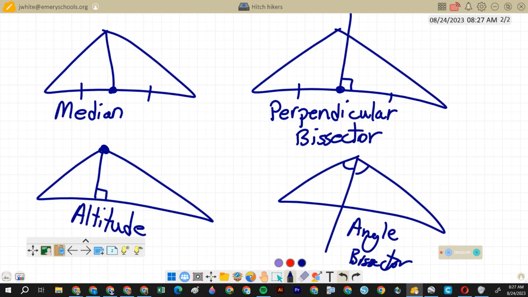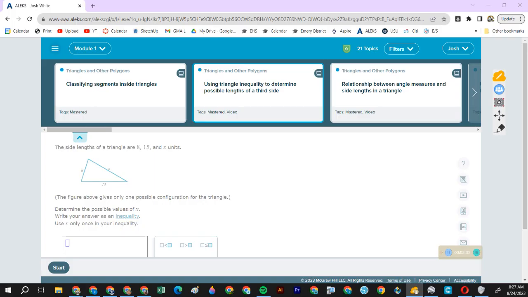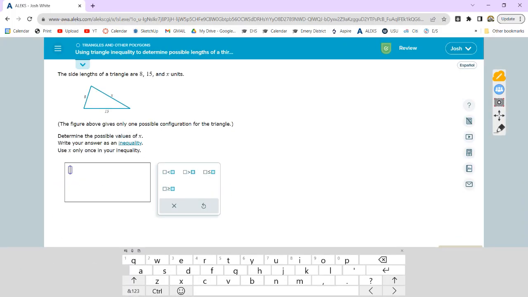So you just need to pay attention. There are 3 attributes. We have midpoints, we have cutting an angle in half, and we have right angles. And you're going to pick 1 or 2 of those, and every one of those segments creates a specific type of segment inside a triangle. So if we go here, oh, I missed.